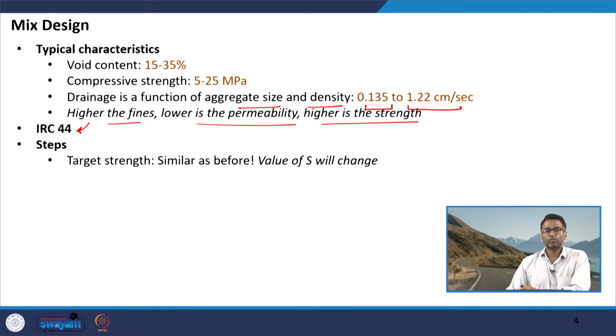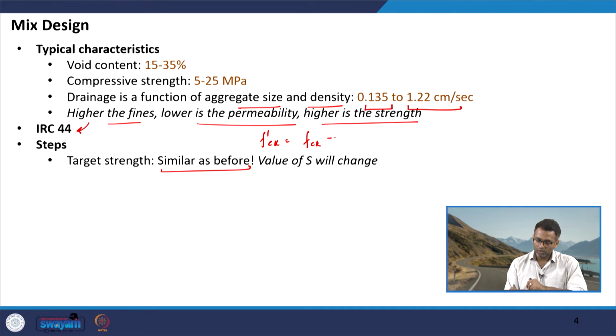So, the first thing we have to decide in the mix design process of pervious concrete is to fix the target strength, and this is what we have been doing previously also. For example, we have to fix either the flexural strength or the compressive strength. Here we will fix the compressive strength first, and the equation will remain the same: target strength is equal to FCK, the characteristic strength, plus 1.65 S.